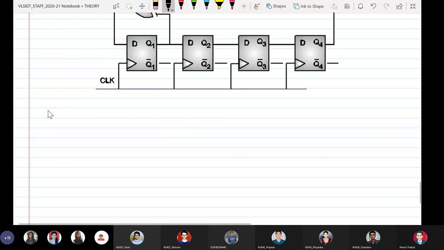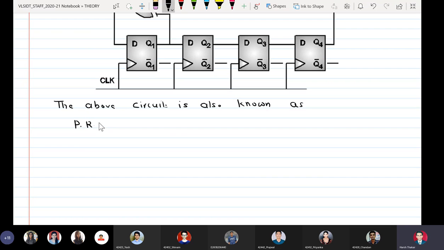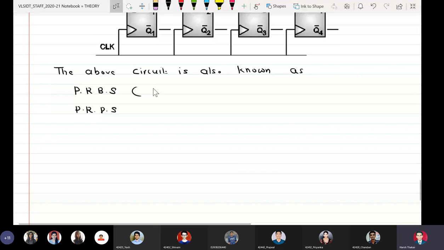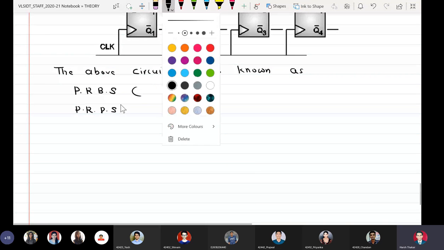So the above circuit is also known as PRBS or PRPG. That is pseudo random bit sequence or pseudo random pattern generator, PRPG.